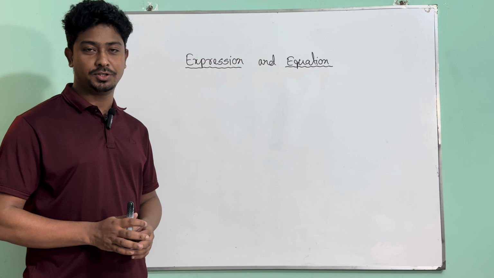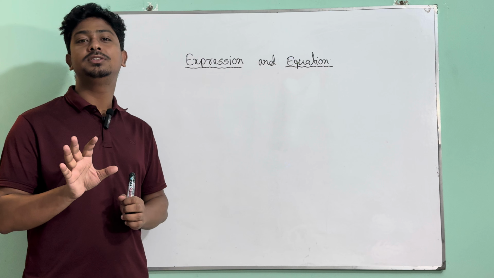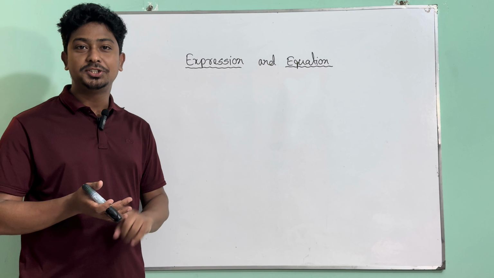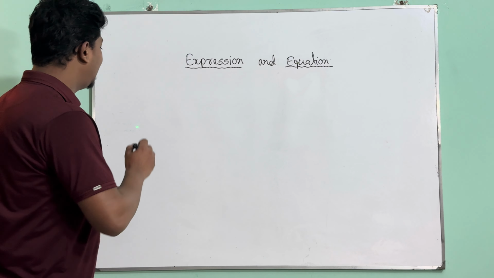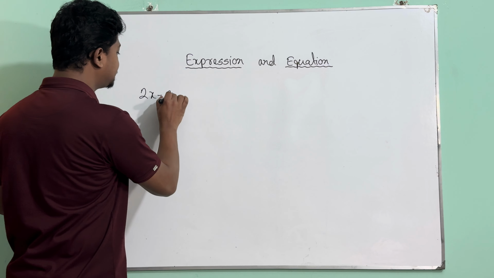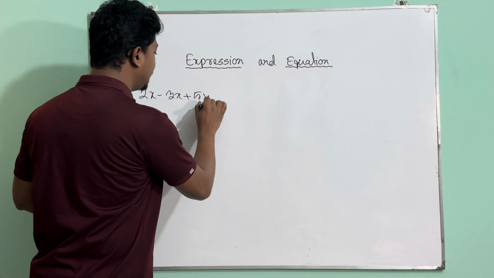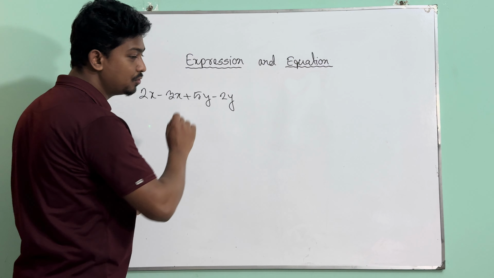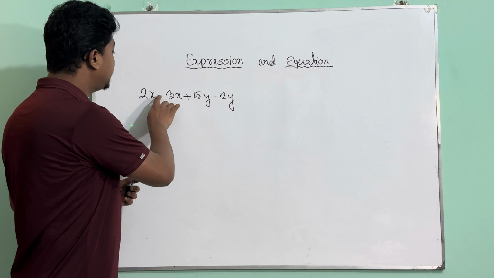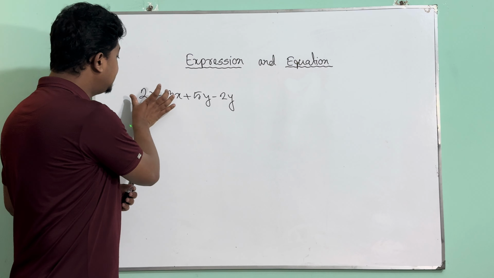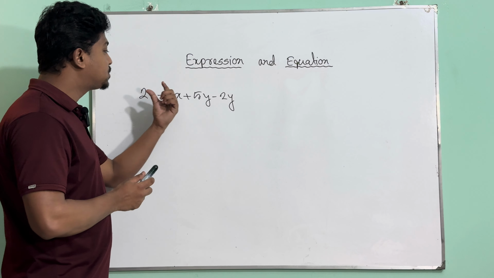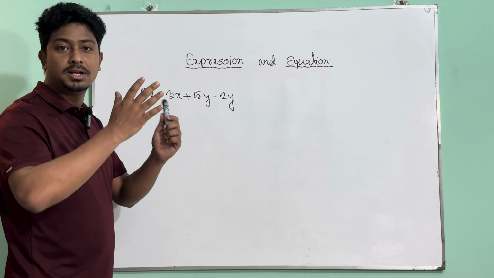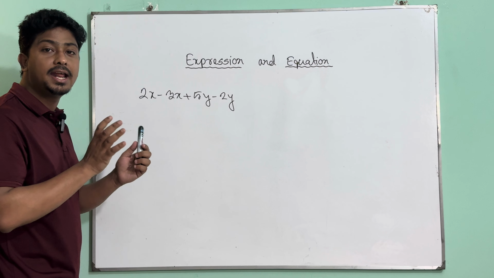It is going to be very useful for the next phase. Now let's talk about expressions. What are expressions? Expressions are just a group of terms joined by plus, minus, multiplication or division. Let's say we have 2x minus 3x plus 5y minus 2y. You see, we have one term, two terms, three terms, and four terms, right? And they are joined by positive and negative signs. This is an expression. When we have multiple terms joined by addition, subtraction, multiplication or division, we can call them an expression.